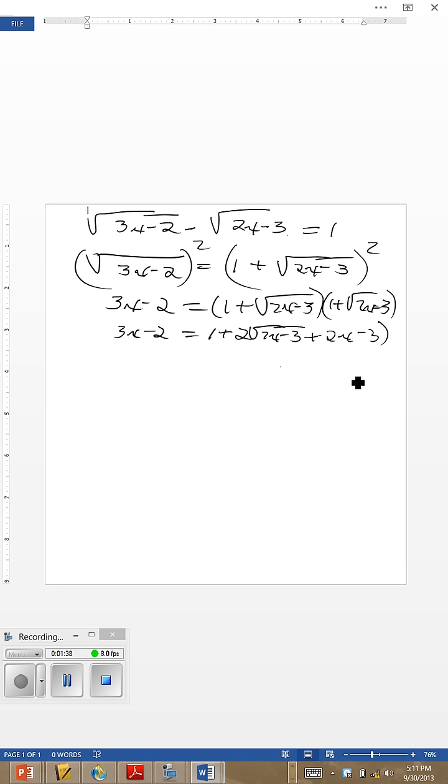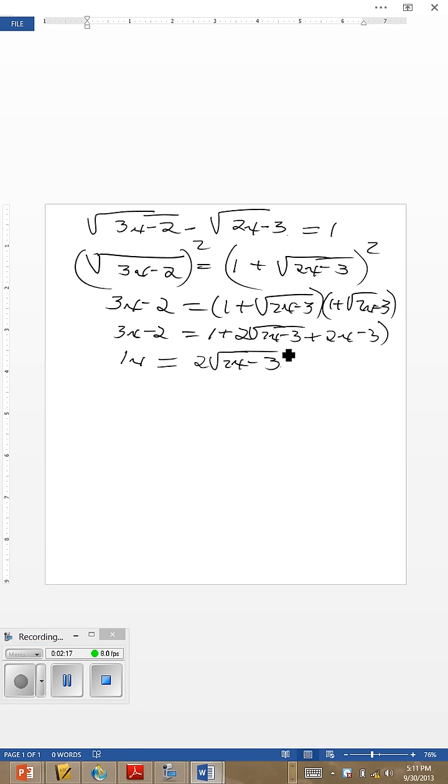Now let's collect our like terms. Okay? So what do we have? We have a 2x over here, which we can subtract from both sides and give you 1x. All right? You have a negative 2, and we could subtract 1 over here. Subtract 1 over here gives us negative 3. And then we're going to add 3, which is going to essentially become 0. Or if you want to look at it this way, 1 minus 3 is negative 2. So that just causes that to disappear. And that's equal to 2 times the radical of 2x minus 3.